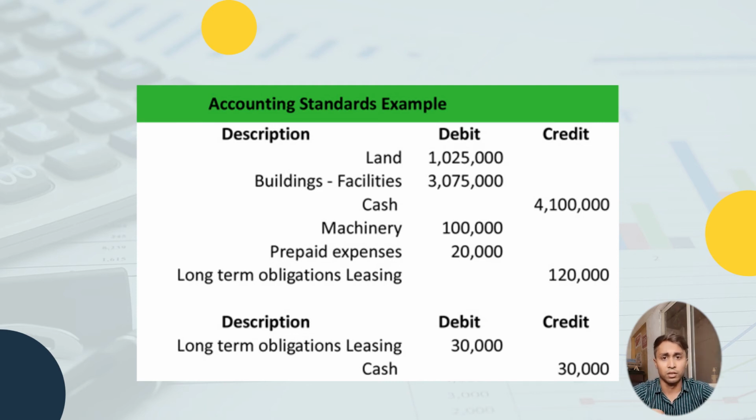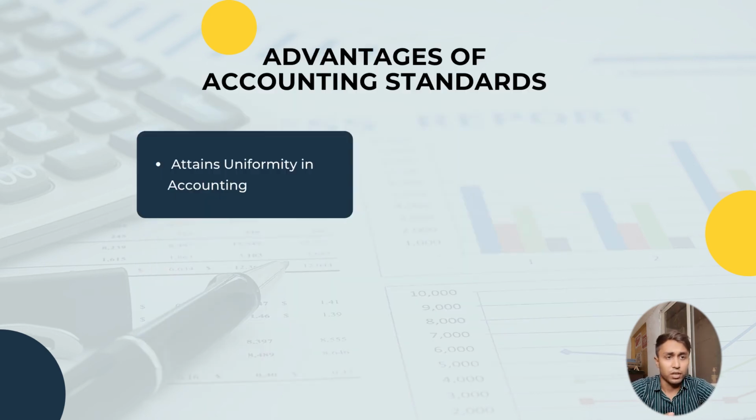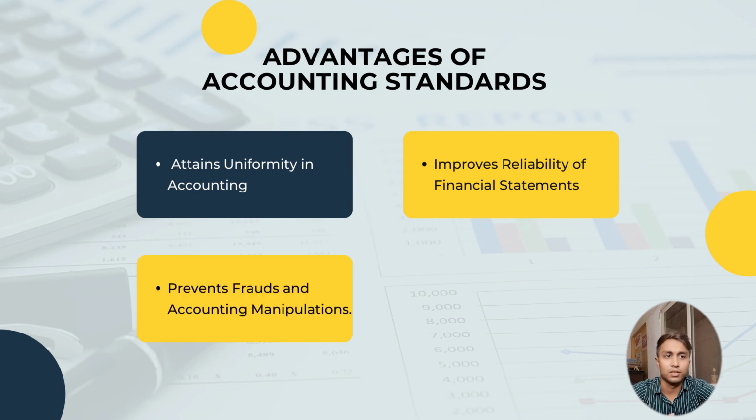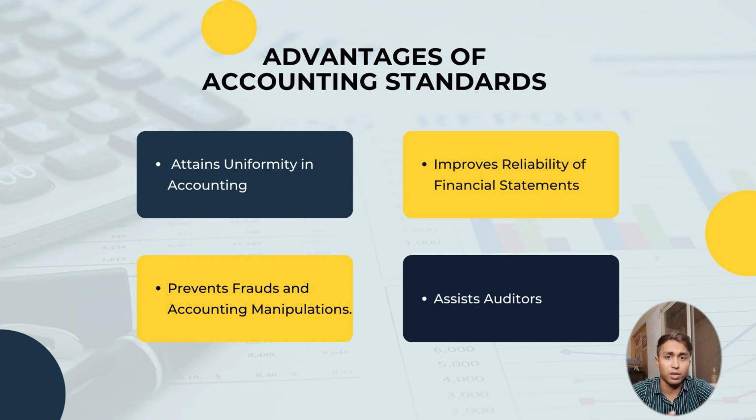So after the example, let's move to the advantages of the accounting standard. The first advantage is ensures uniformity in accounting, the second one is improves reliability of the financial statements, the third one is prevents fraud and accounting manipulations, and last but not the least is assists accounting auditors. So these four were the advantages, and after the advantages we will move to the limitation part.